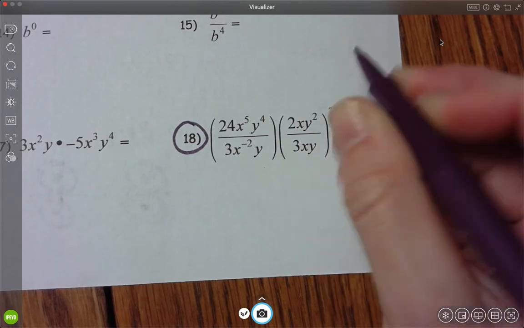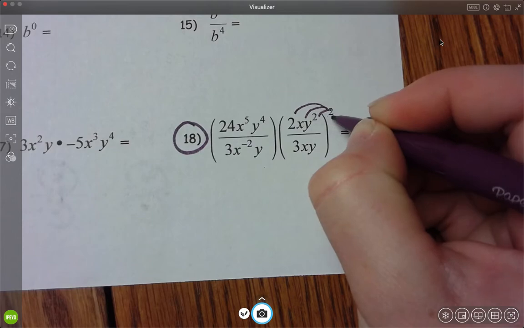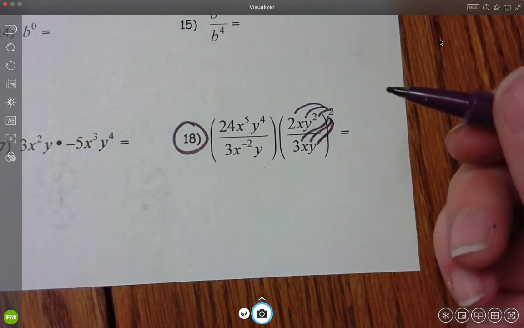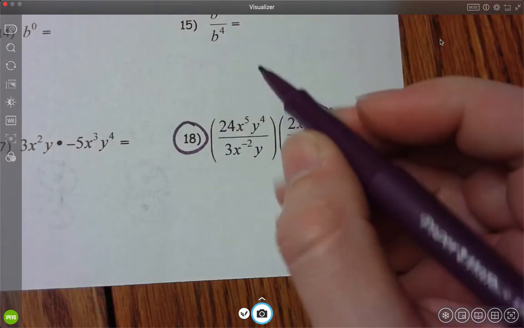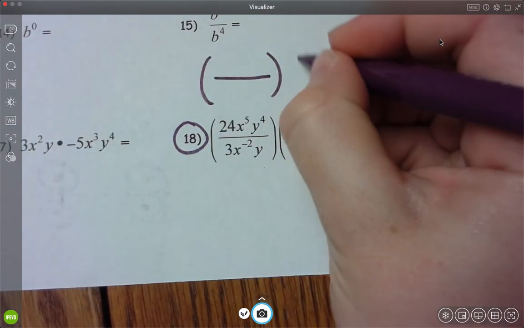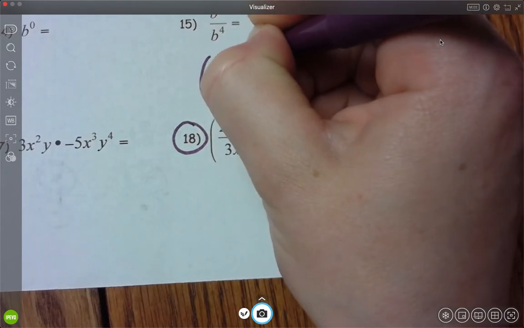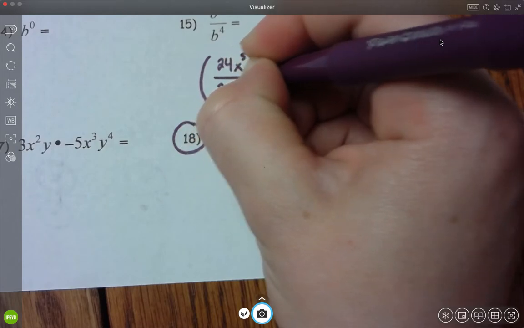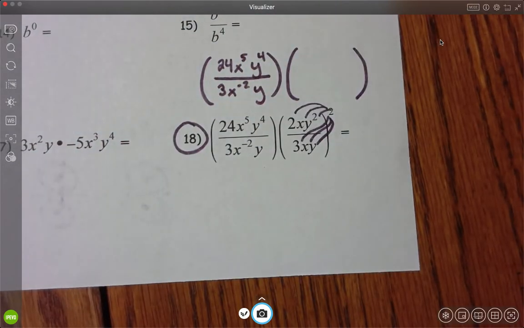I'm going to distribute the 2 here, here, here, and then at the bottom I'll have 3 places to distribute him on the bottom. Okay. So let's do this. I'm going to rewrite this top one right up here. Okay, and then I'm going to rewrite what I have left over here. 24x to the 5th, y to the 4th, 3x to the negative 2y. Okay, I'm just rewriting that first piece, and now I'm going to distribute that 2 through.